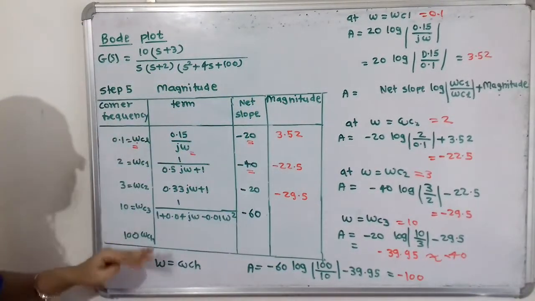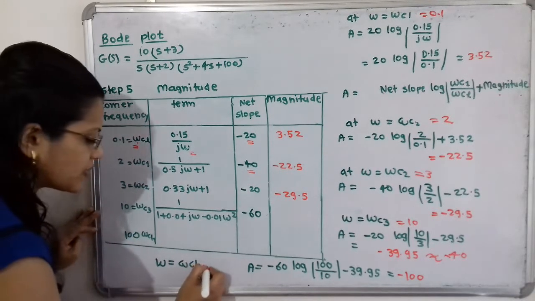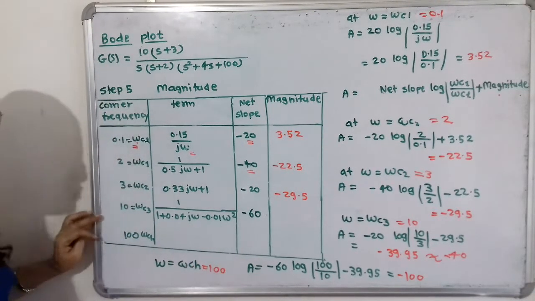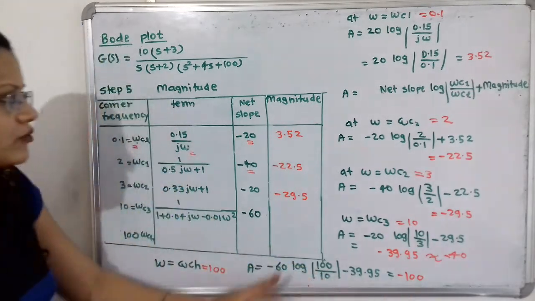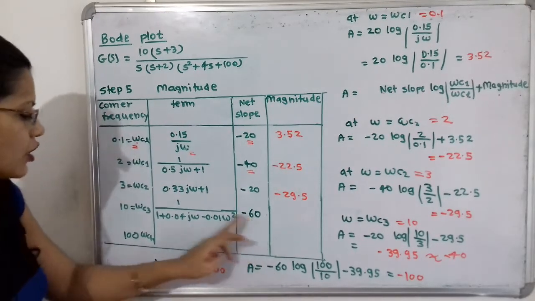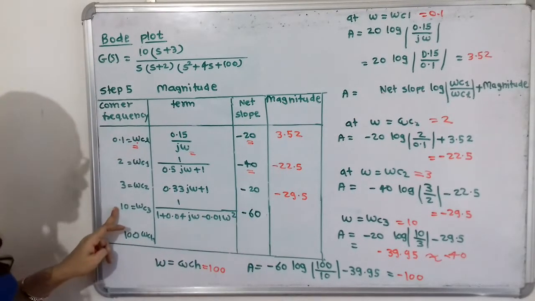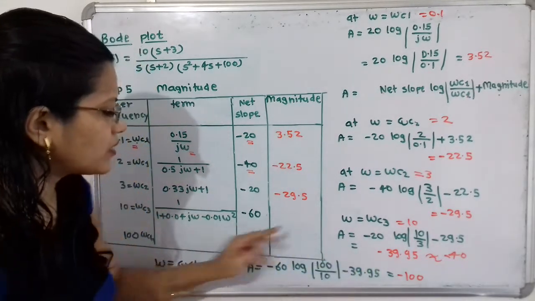Then again we will move to the next. So next omega is equal to omega CH, which is equal to 100. So for this 100 corner frequency, again we will apply the same formula, net slope. So previous net slope, minus 60, log of 100 divided by 10, plus we have to consider magnitude.